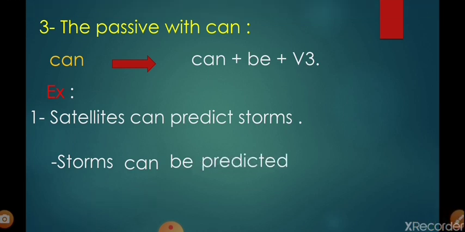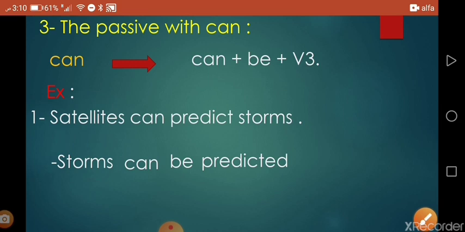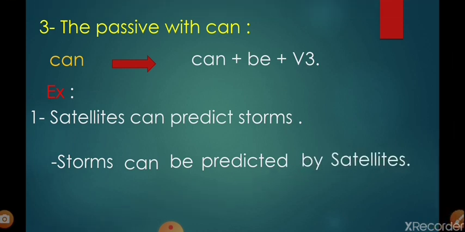Here we have a note, which is if the subject in the active sentence, which is here satellites, is important, we write it at the end of the sentence. يعني إذا كان الفاعل في الجملة المثبتة مهم نضعه في آخر جملة المبني للمجهول مسبوقا بواي. So it will be by satellites. Storms can be predicted by satellites. Now this is all about the passive.